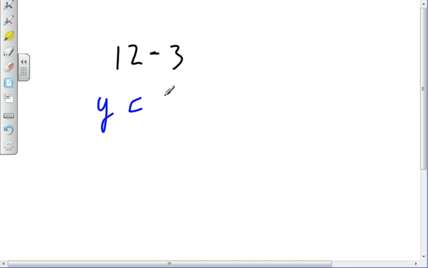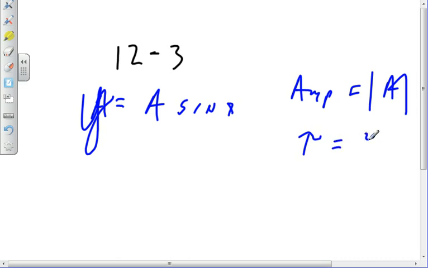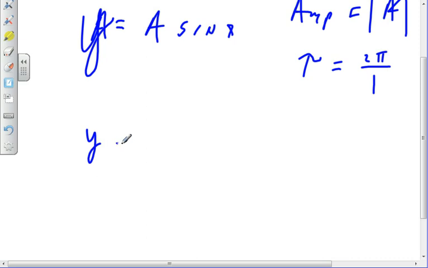Y is equal to A sine X. Where's my big eraser? There, that's better. Y equals A sine X. What's the amplitude? A, the absolute value of A, in case it's negative. What's the period? 2 pi over B, and B is how much? 1. All right.